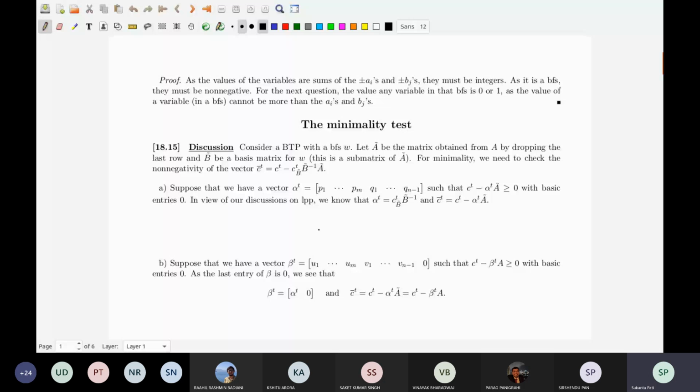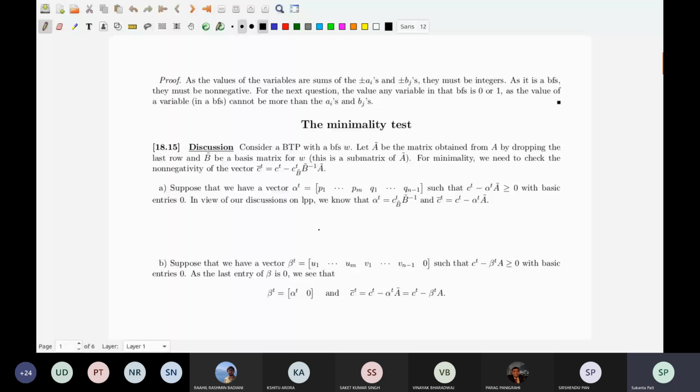Okay, so we have seen already how to check whether a given set of variables form a basis. That we have seen.